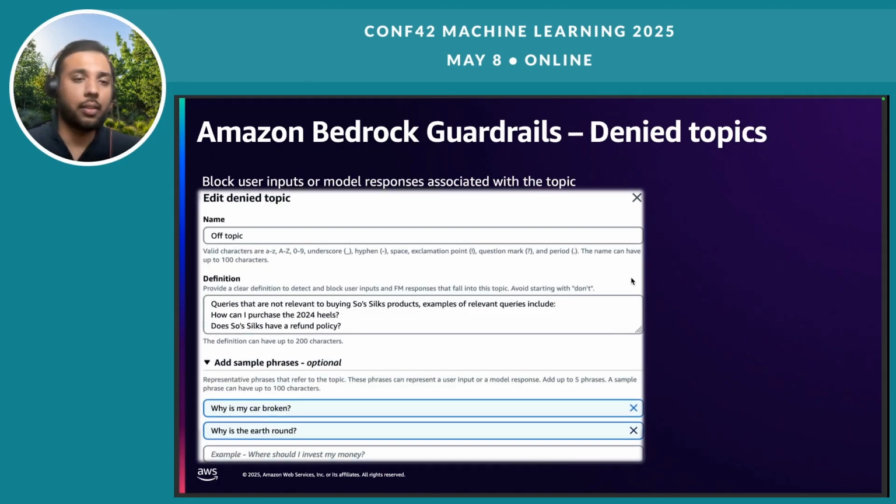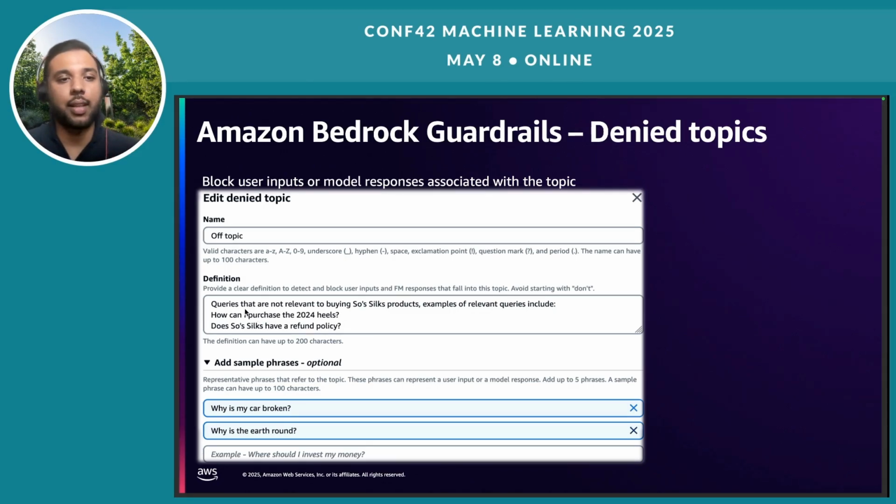Denied topics is another one. If there are any specific topics that you do not want your customer to ask about, or you want to straight away stop them or provide a negative response, you can define it here. In the denied topic, for example this one, you can see there's a definition section. That's where you would specify, using natural language, what topics you want to avoid or include.